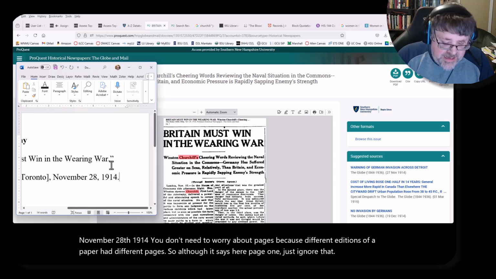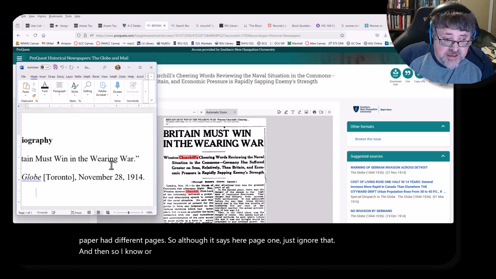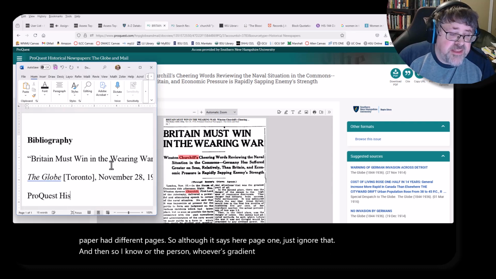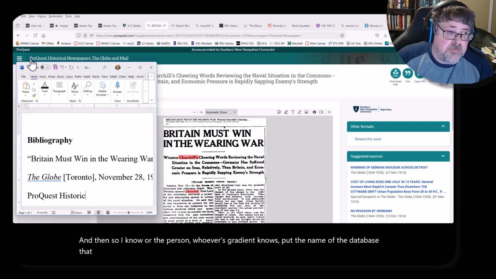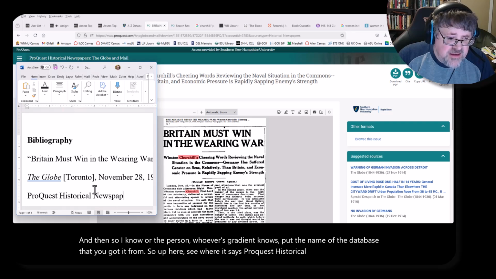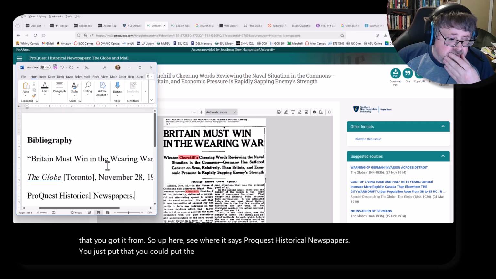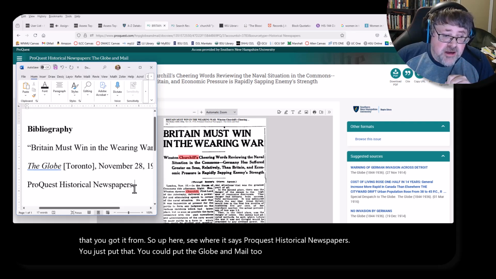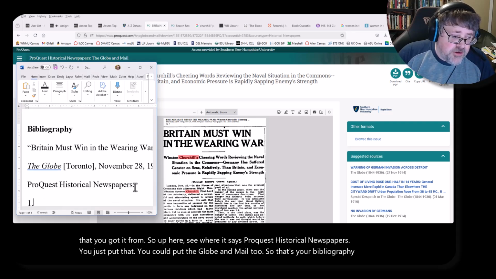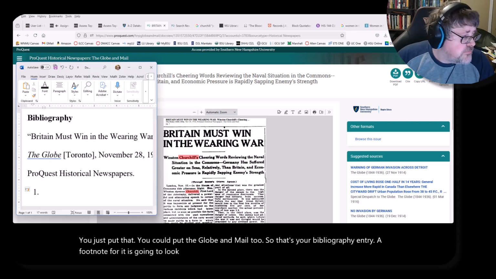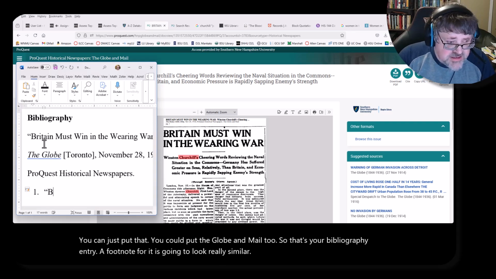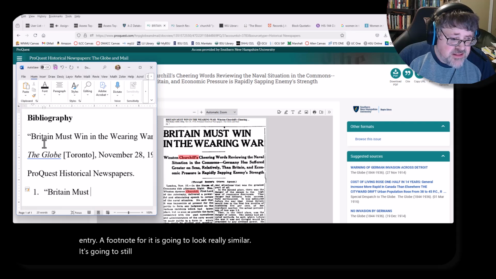And then, so I know, or whoever's grading it knows, put the name of the database that you got it from. So up here, see where it says ProQuest Historical Newspapers? You can just put that. You could put the Globe and Mail too. So that's your bibliography entry. A footnote for it is going to look really similar. It's still going to start with the title.